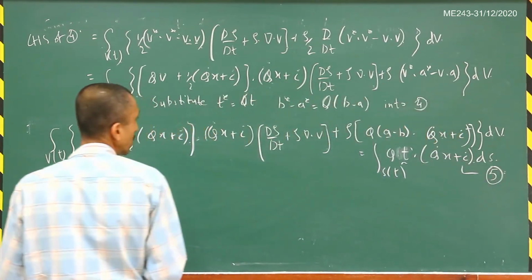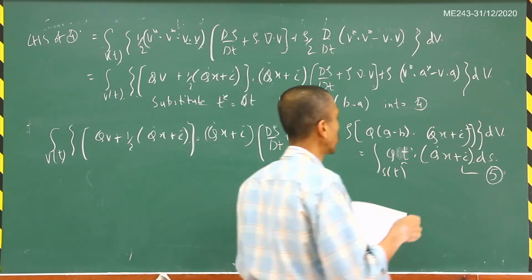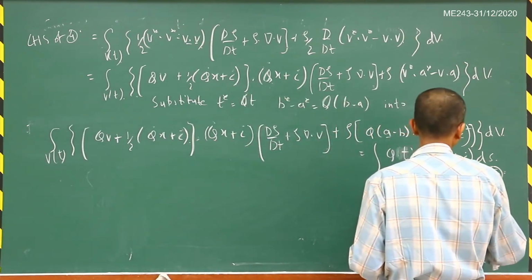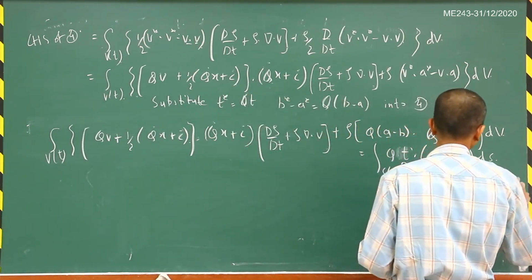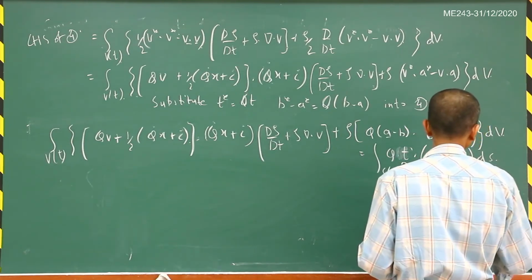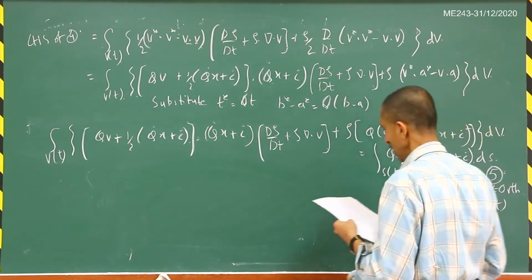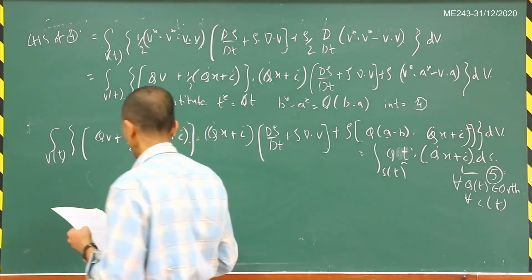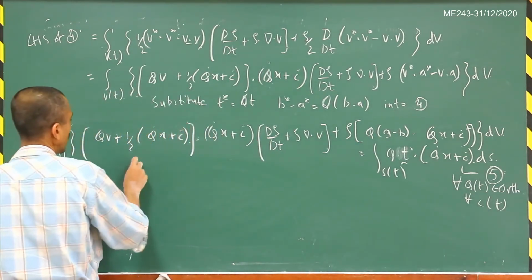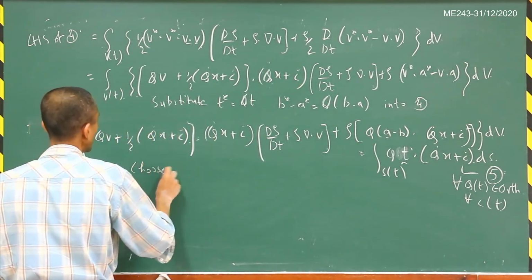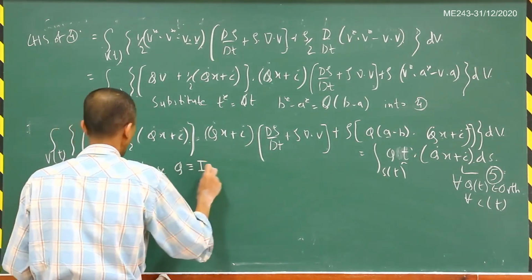And now this holds for all q belonging to plus, right? And also for all c of t. So we can choose now. Choose q to be the identity tensor.